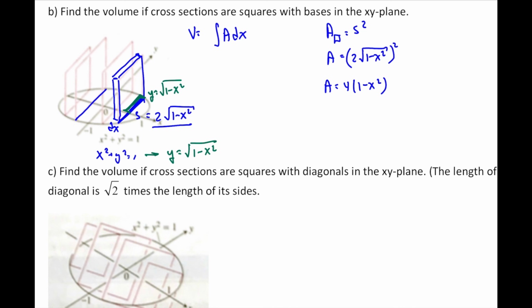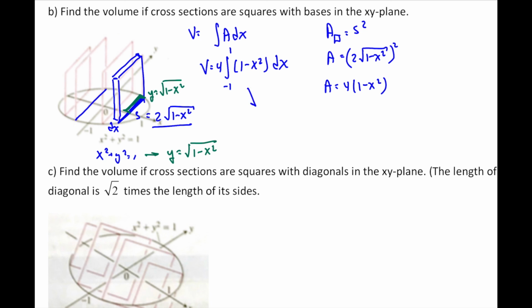That's just a rectangular prism. Base times height times width. So our volume is going to be the integral. Now I'm going to substitute in my expression for the area. I've got a constant of 4, I'll take that out. We have 1 minus x squared dx. Our bounds are going to go from -1 to 1 because those are the horizontal bounds on our circle.